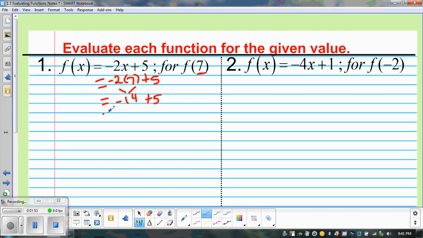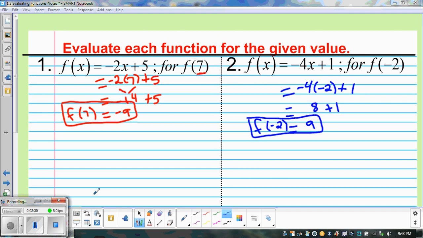Negative 14 plus 5 is negative 9. In order to look educated, you're going to come over here and have your answer look official. We will say f of 7 is equal to negative 9. That means when I have a function where x is 7, my answer, my solution, is negative 9. This is what I would expect your homework in your paper to look like when you are evaluating functions. Take a moment when you are ready and go on to the next question. Set it up, and then when you finish, unpause the video and check to see how you did.